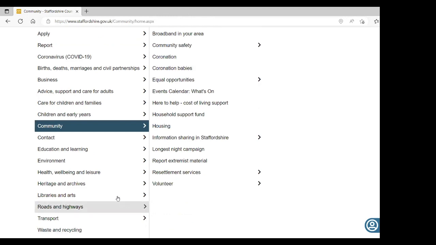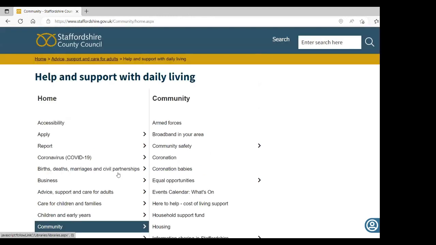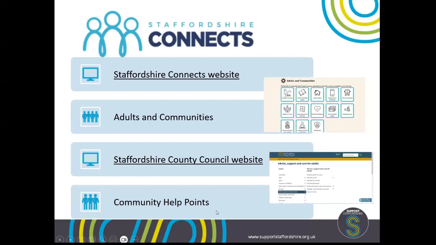So both the county council website and Staffordshire Connects have got a wealth of information to help you with that asset mapping. And then obviously with the community points, they're quite often based in libraries. So they are places where you can get that information.